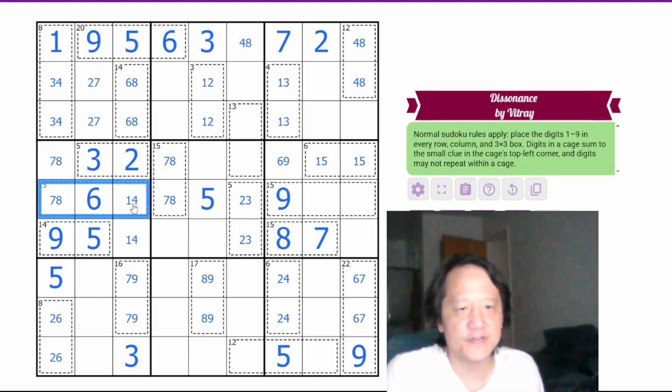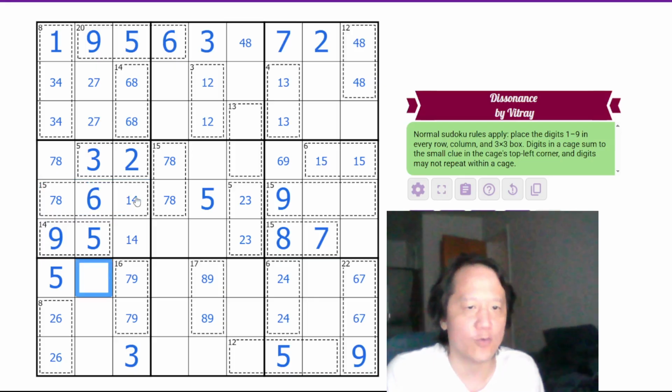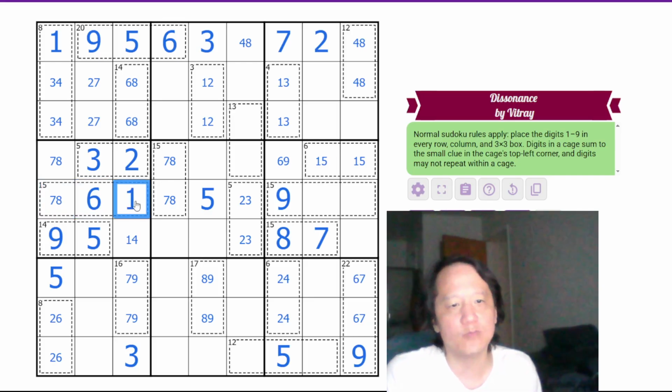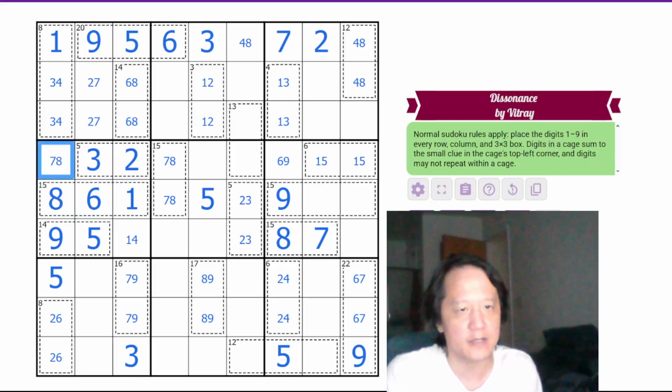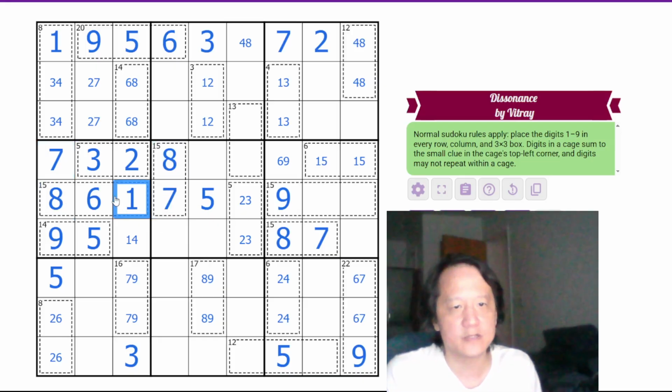To add up to 15 here, you can't ever have 4, because 4, 6, and 7 at minimum adds up to 17. So this has to be 1, 6, and 8 adding up to 15 here. 8 eliminates 8 here, so it's 7 and 8. 1 eliminates 1 here, so it's 4.